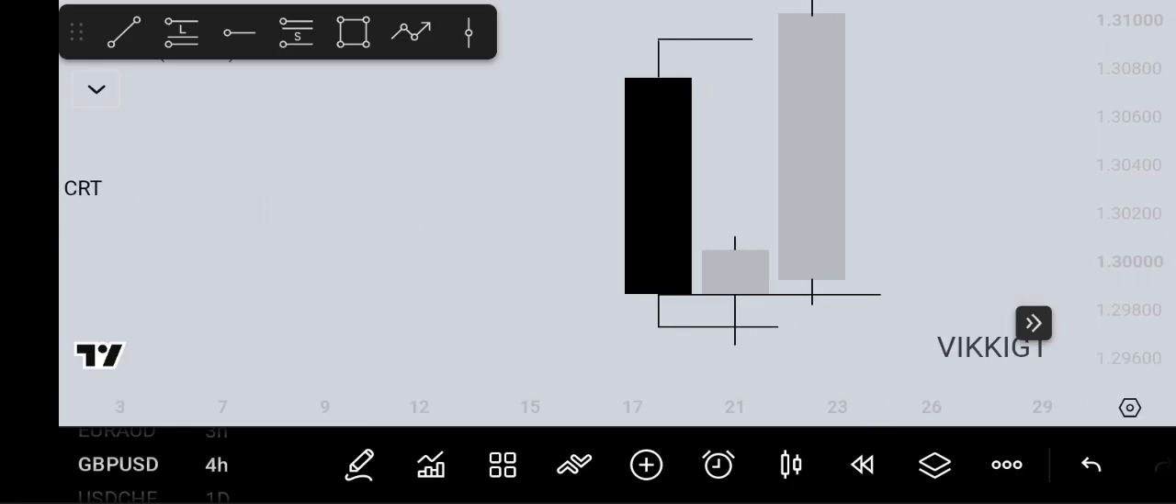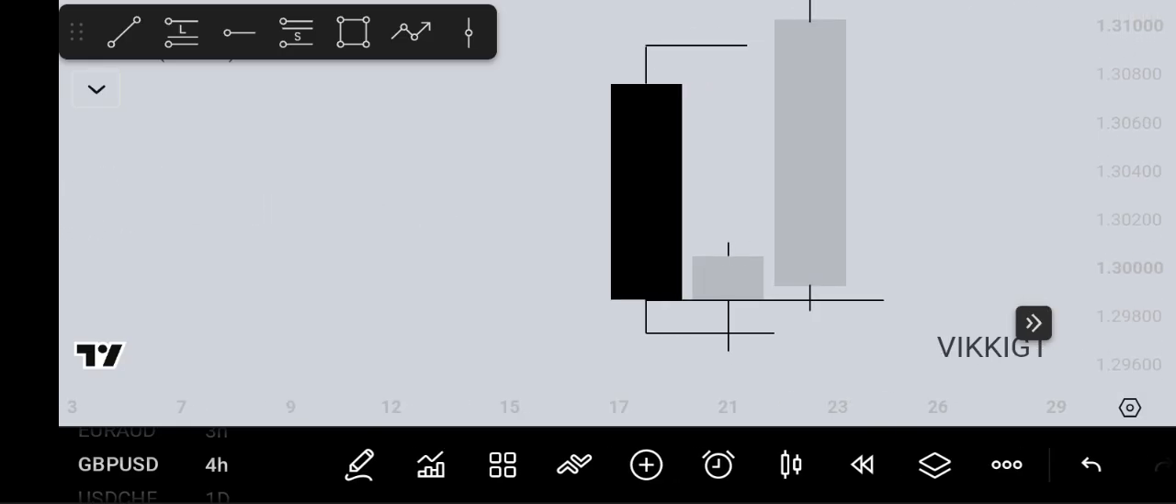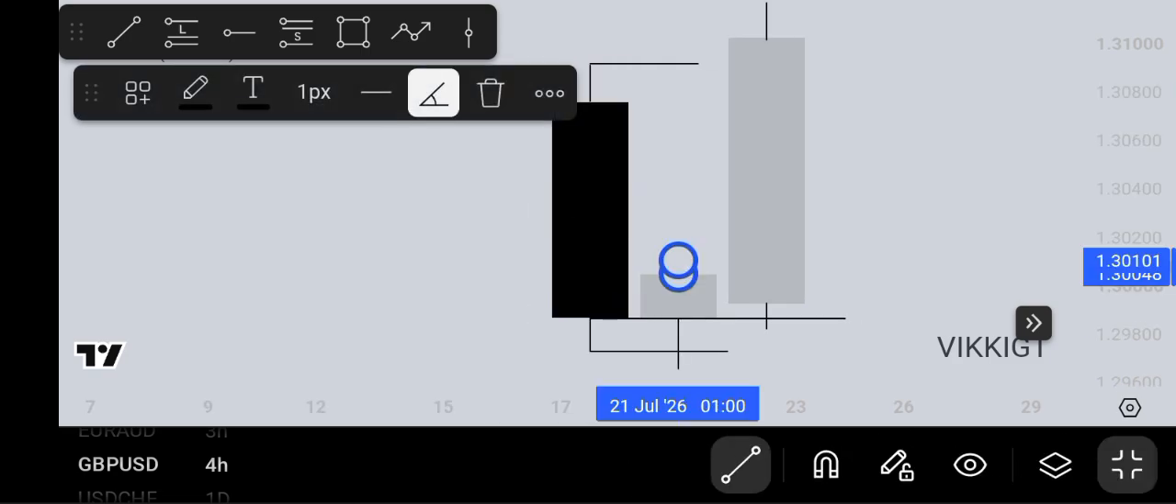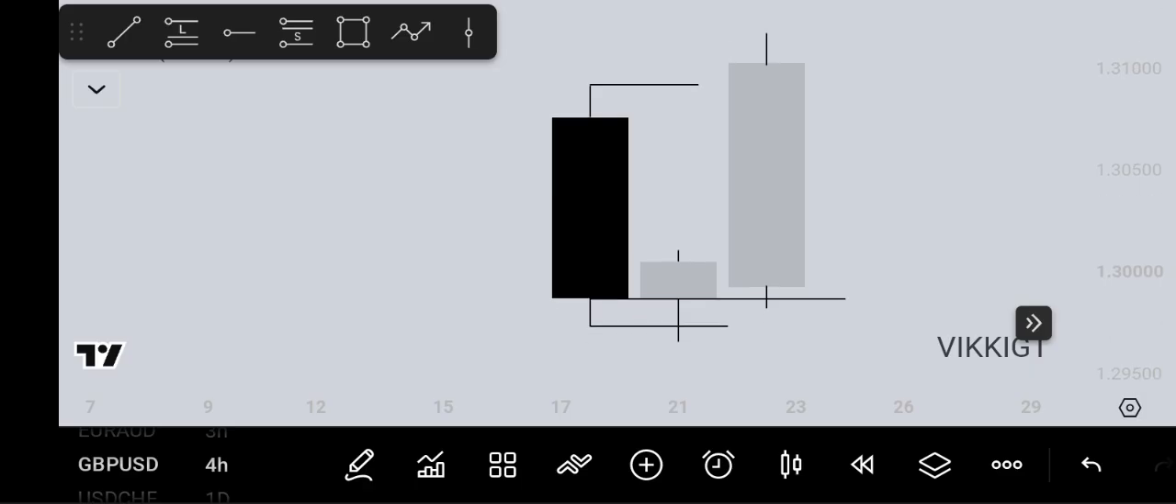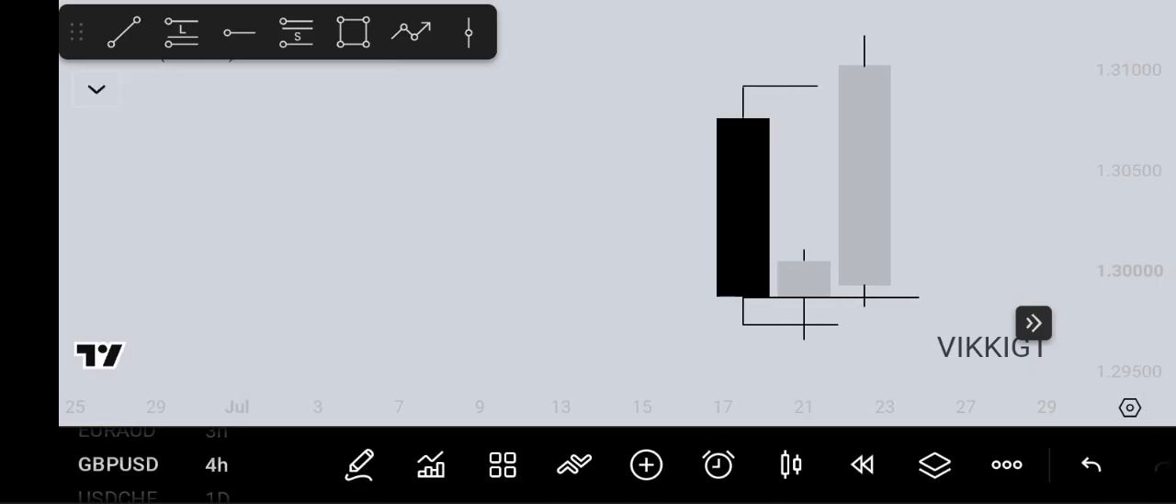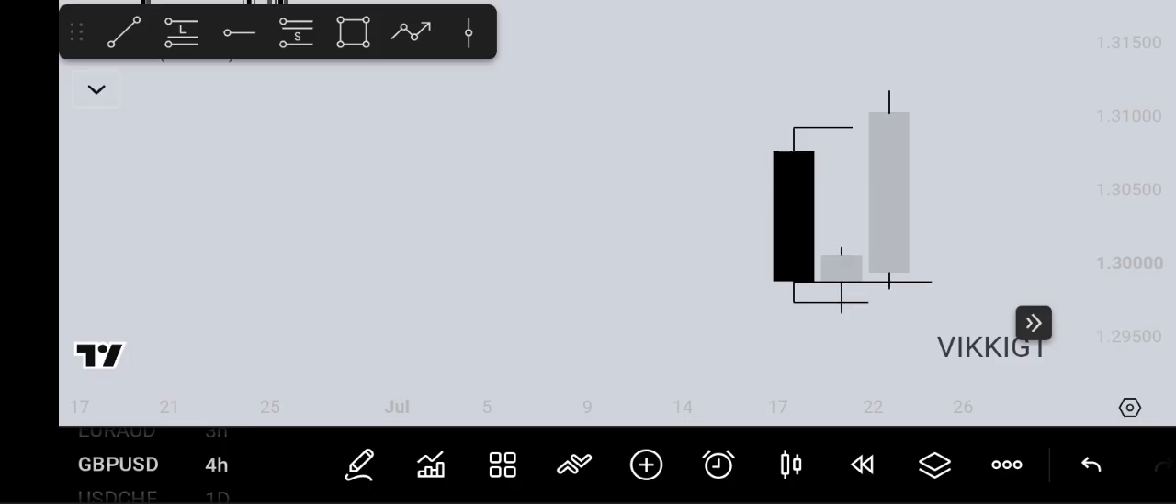So this is the pattern, this is the classic candle range, whereby you have your candle, which is the range, and then you have your manipulation candle and then the distribution candle. That's just how the market moves: accumulation, manipulation, and distribution. So let's head over to the charts also.